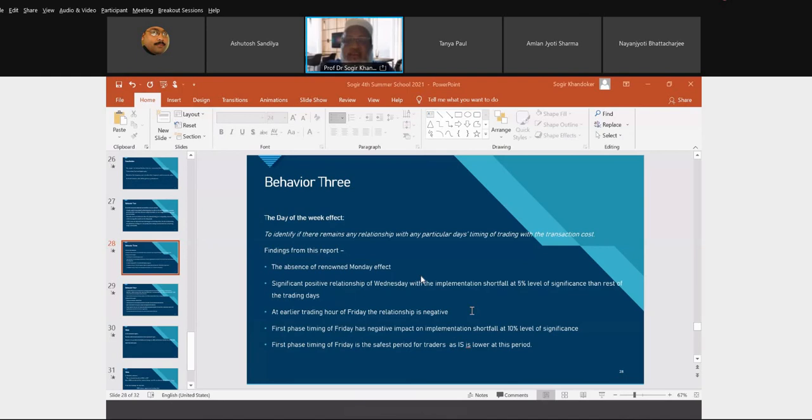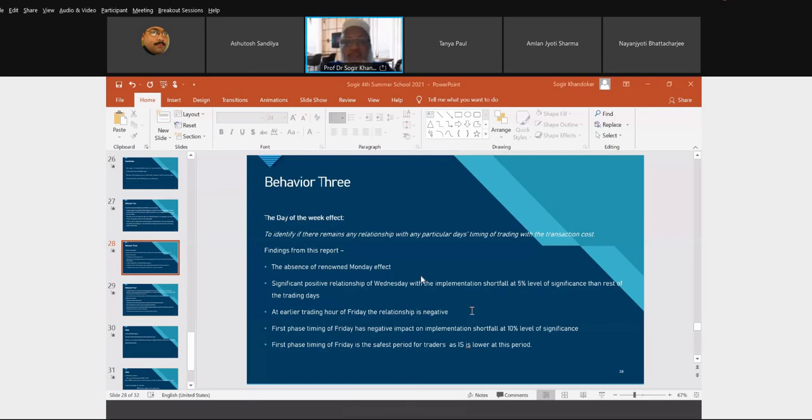It reflects the real trading decisions of a sample of traders to examine the effect of implementation shortfall under a market anomaly named the day of the week effect. The real-time trading data of certain stocks of the S&P 500 has been taken for a 1-year period. The key findings indicate the absence of the renowned Monday effect. It indicates a significant positive relationship of Wednesday among the days with the implementation shortfall.